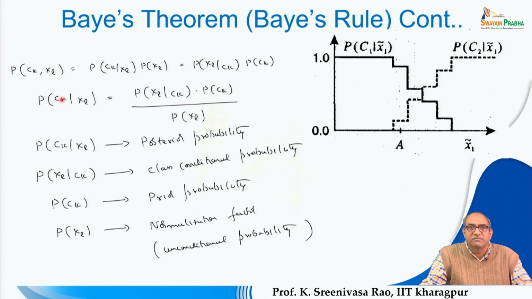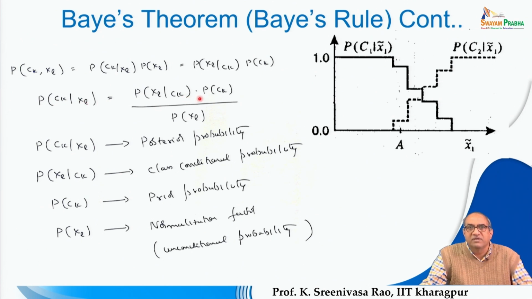The term probability of Ck given x is known as the posterior probability. That means the probability of a specific class by observing the feature vector. Given a feature vector, we estimate the probability of a class label. It is known as posterior probability because after you observe the feature vector, you are trying to estimate the probability of a class.